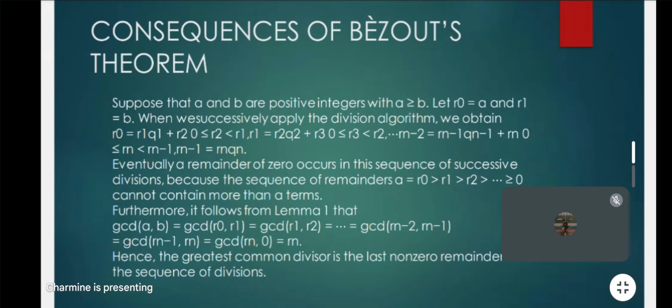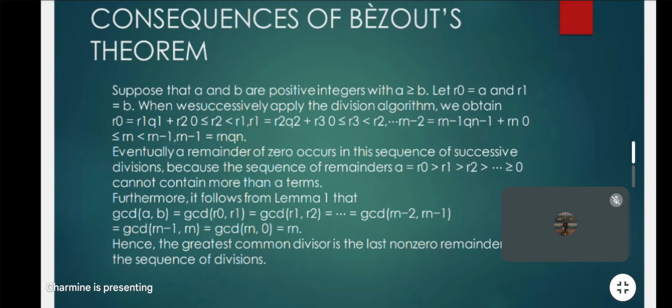Suppose that A and B are positive integers, with A greater than or equal to B. Let r0 equal A and r1 equal B. When we successively apply the division algorithm, we obtain r0 equals r1 q1 plus r2, 0 less than or equal to r2 less than r1, and r1 equals r2 q2 plus r3, 0 less than or equal to r3 less than r2, and rn minus 2 equals rn minus 1 q(n minus 1) plus rn, 0 less than or equal to rn less than rn minus 1, and rn minus 1 equals rn qn.